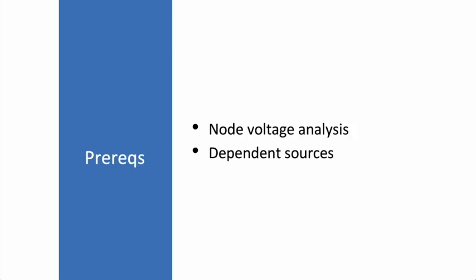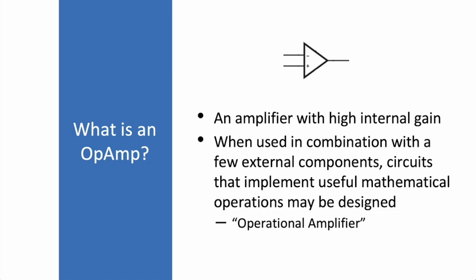Prereqs are the ability to analyze a circuit using the node voltage method and the use of dependent sources. So what is an OpAmp? Well, it's an amplifier with a high internal gain. When used in combination with a few external components, circuits can be implemented that are really useful and that implement some mathematical operations. That's how it got its name, operational amplifier.